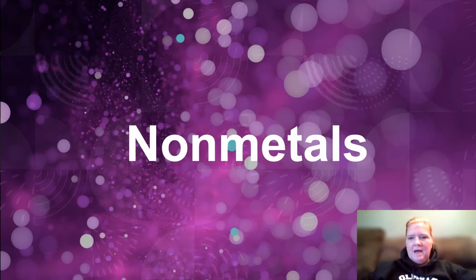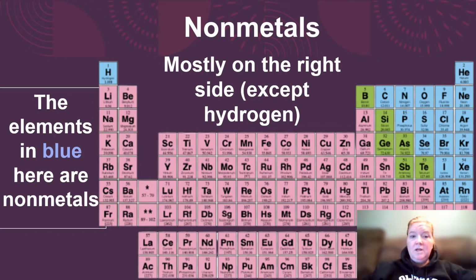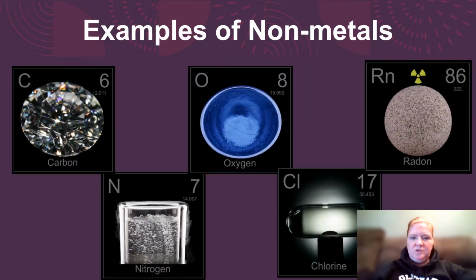All right, what about nonmetals? So in this one, nonmetals are blue. Notice hydrogen. Okay, so nonmetals are on the right side of the periodic table except for this one, hydrogen. And it's most of them on that side. So some examples of nonmetals, okay?